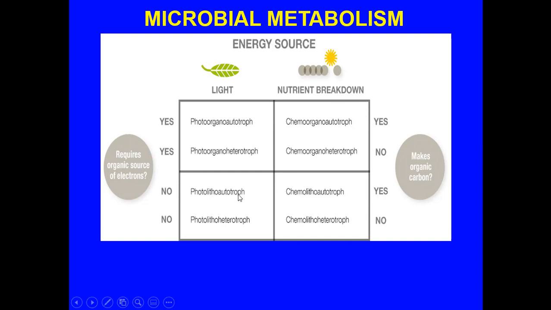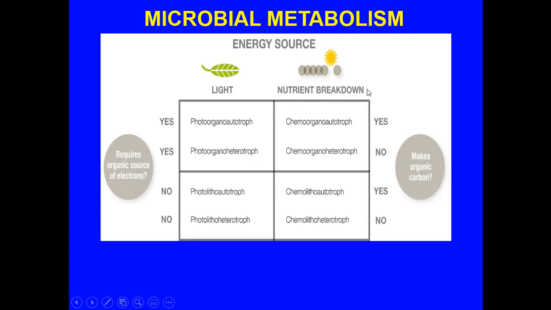A photolithoautotroph gets its electrons from non-oxygen sources, such as hydrogen sulfide, metals, etc. You have a photolithoheterotroph. They've got to get carbon from the outside, but they get some of their terminal electron acceptor from, again, the hydrogen sulfide, that type of thing, metals.